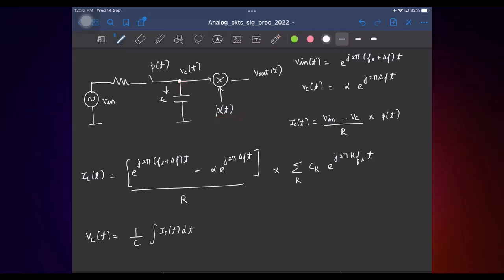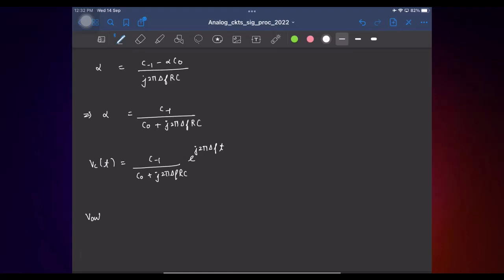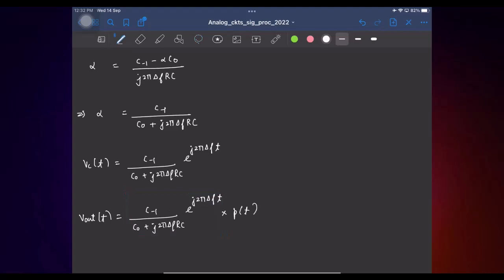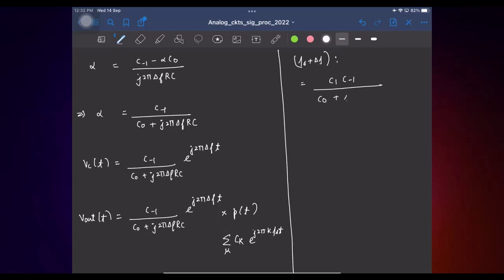And what is the frequency in V out that we are interested in? fs plus delta f, right? That's what we are trying to find. So V out of t is basically this capacitor voltage, copy it, times P of t. And P of t is again summation CK e power j 2 pi k fs t. Right? So now can you tell me what is the strength of the exponential at fs plus delta f? K equal to 1, right? So that just becomes C1 times C minus 1 by (C0 plus j 2 pi delta f RC). And this is basically our required H0 of j 2 pi (fs plus delta f).